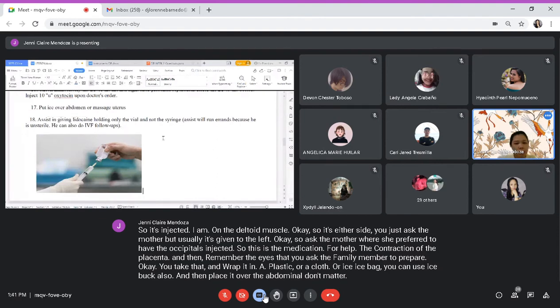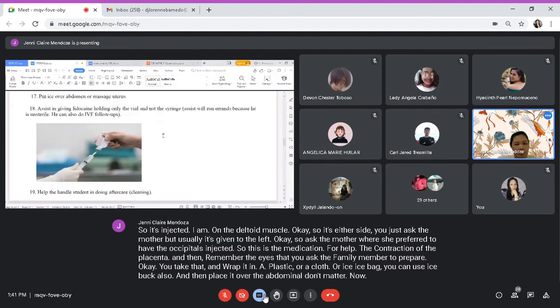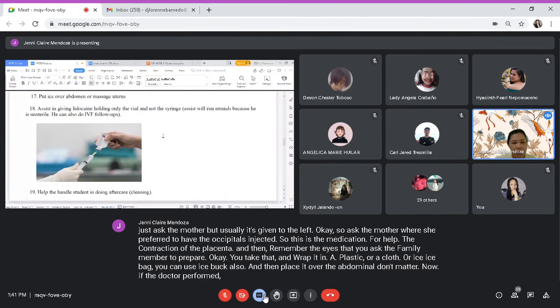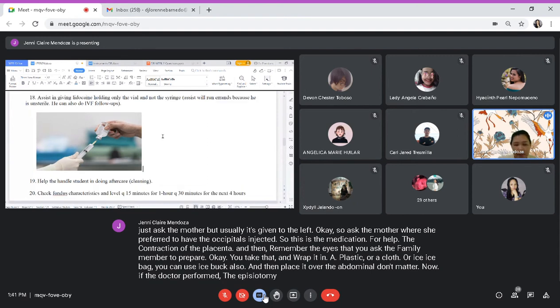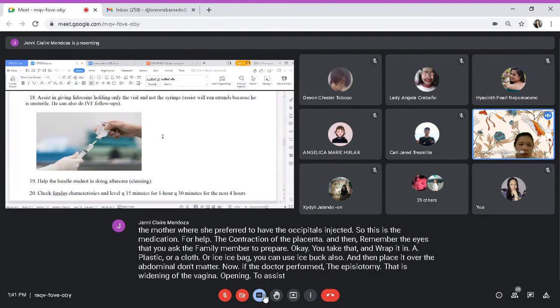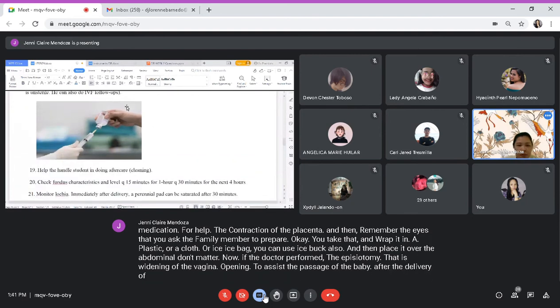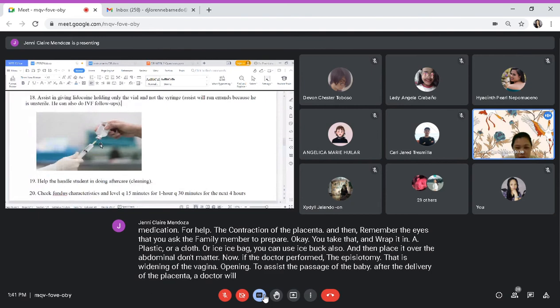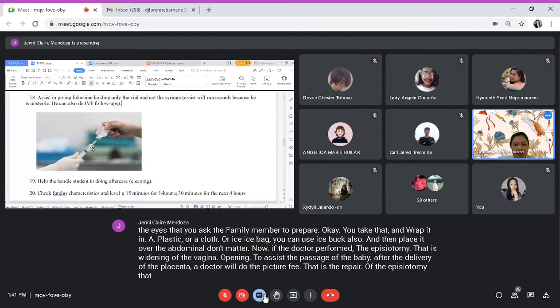Now, if the doctor performs the episiotomy, that is widening of the vaginal opening to assist the passage of the baby, after the delivery of the placenta, the doctor will do the repair of the episiotomy that was done. So this is your hand as an assisting student, and this is your hand. Okay, the one without the gloves.